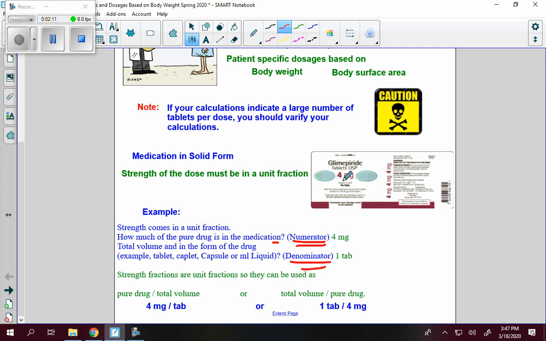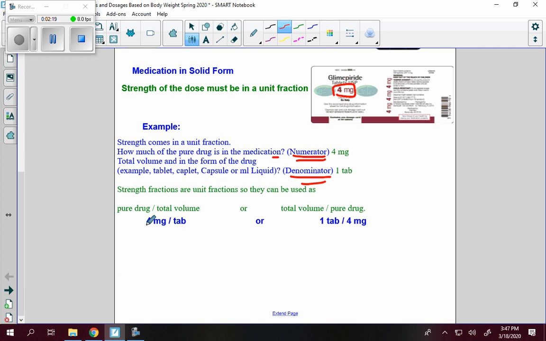So in other words, this right here is 4 milligrams. That's the strength of it, but it's per tablet. So your fraction would say 4 milligrams per tablet, pure drug over total volume, or you can flip it to say 1 tablet is 4 milligrams.